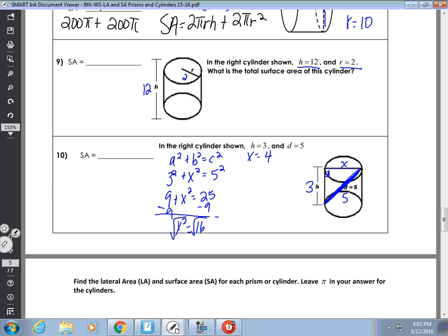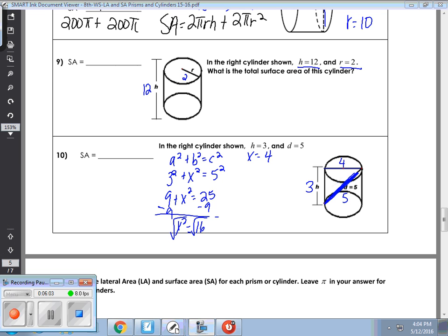So now I know my diameter is 4. I'm not too sure when the sound went out, but at least you have my work. We have 4 for the diameter, so the radius is half that, which is 2.